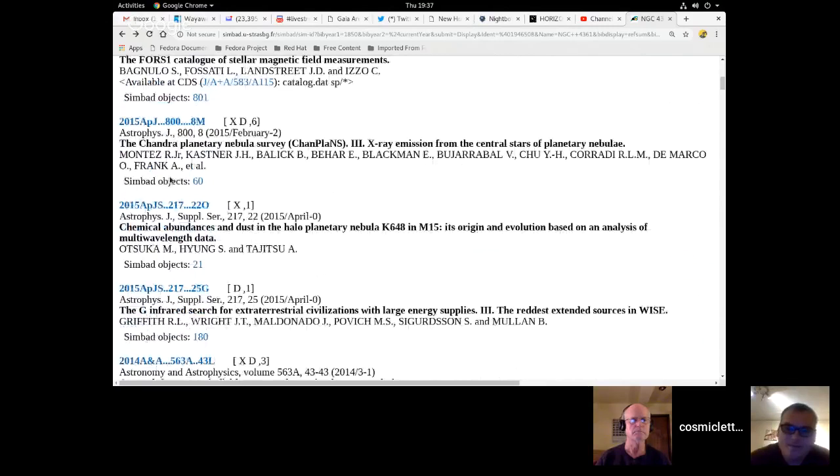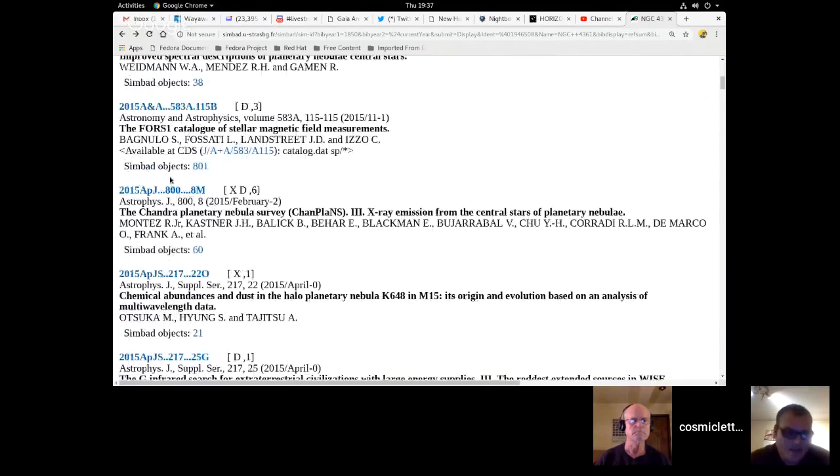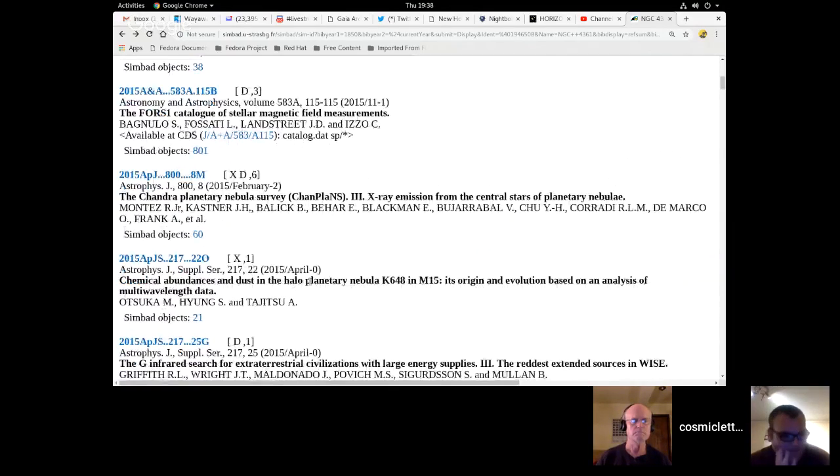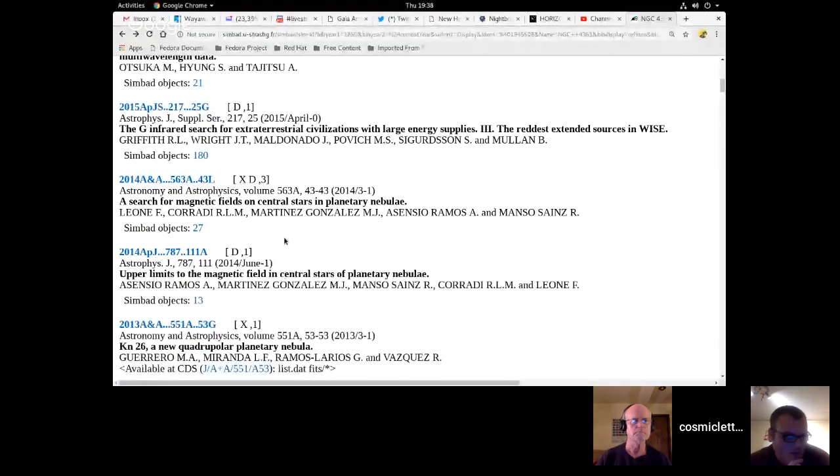One of the other things to notice is that sometimes the same author will appear studying the same object, right? They have a particular interest in either one object or one aspect of an object, and so they will just study it to death over the course of years. Sometimes a search for magnetic fields on central stars. Cool.